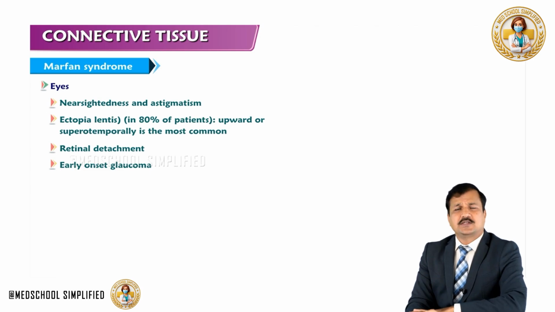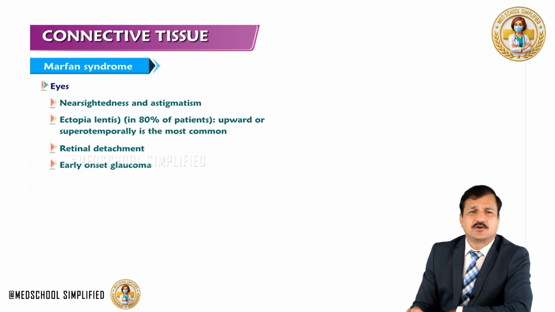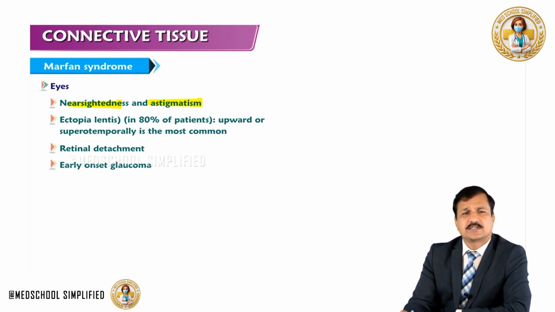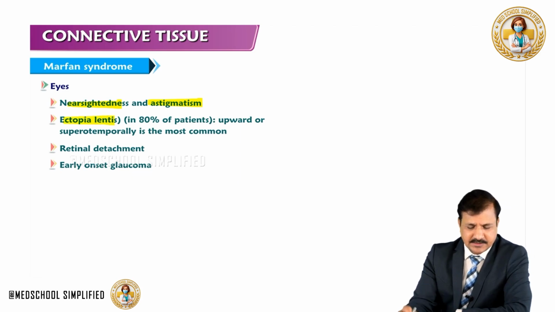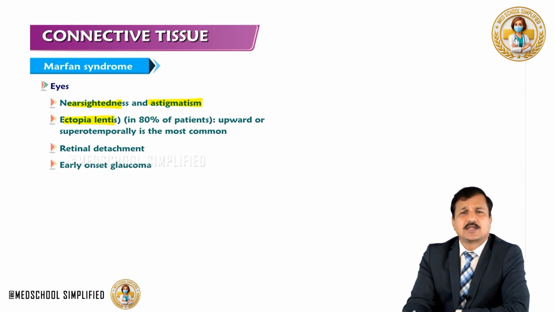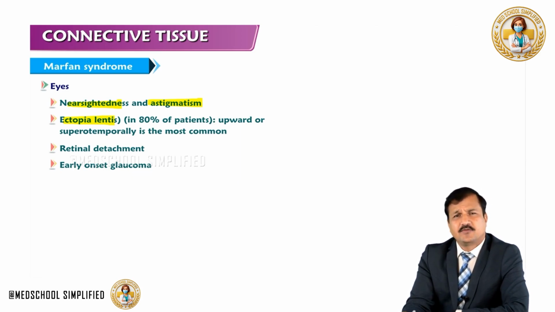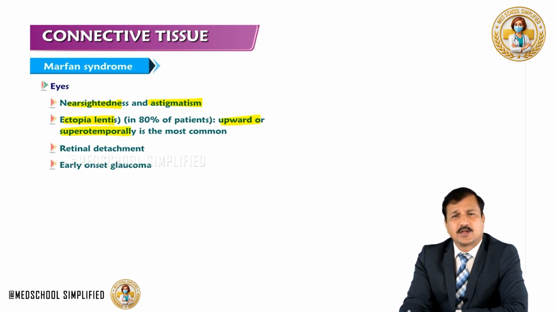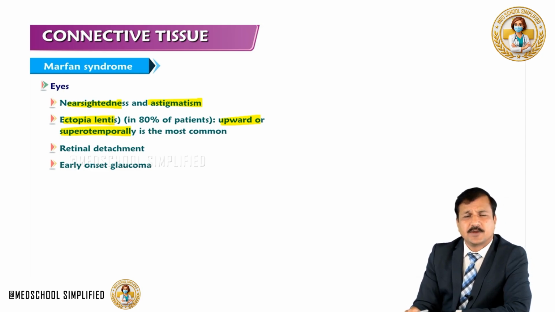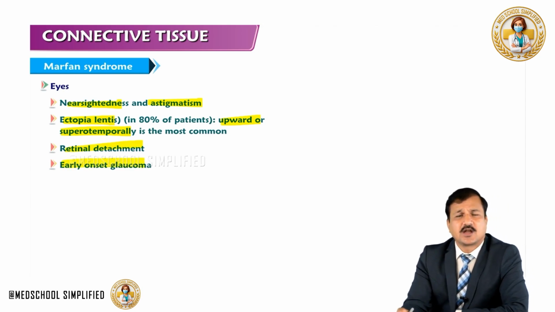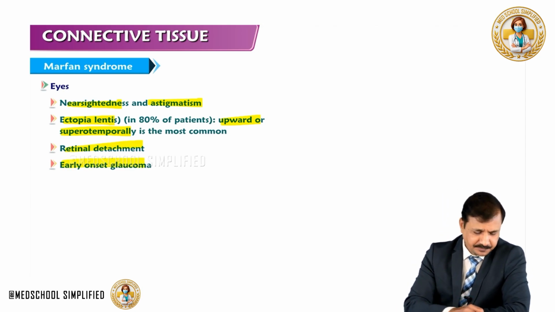The eye changes that are seen in Marfan syndrome are nearsightedness or astigmatism. Patients may show lens dislocation, which is referred to as ectopia lentis, seen in about 80% of Marfan syndrome patients. The most common direction of lens dislocation in Marfan syndrome is upward and lateral, or superotemporal. Retinal detachment and early onset glaucoma can also be seen in Marfan syndrome.